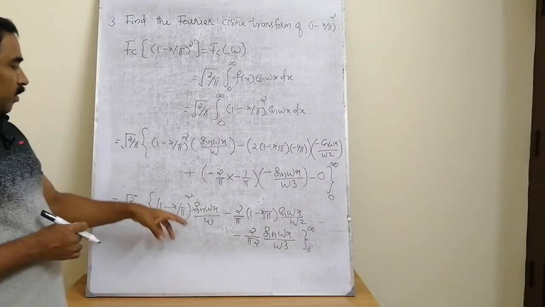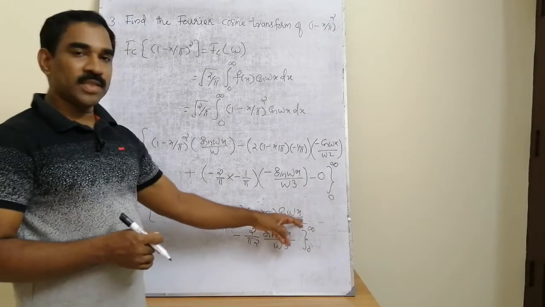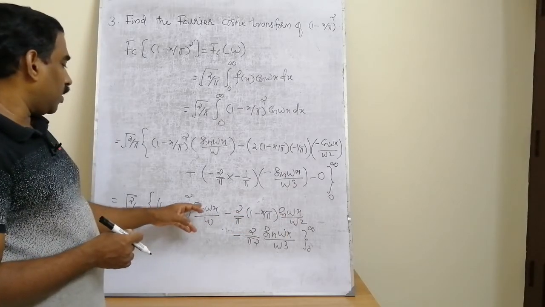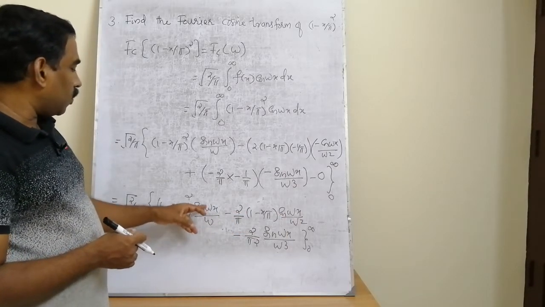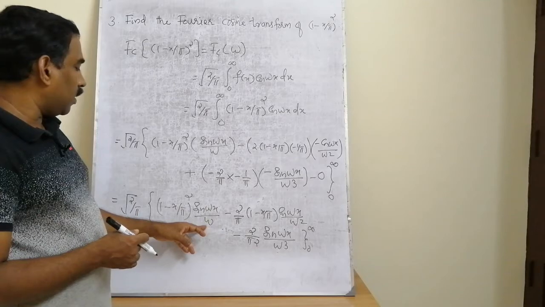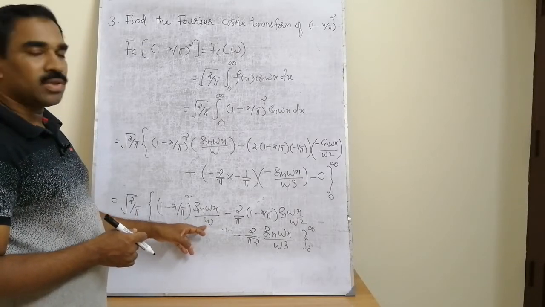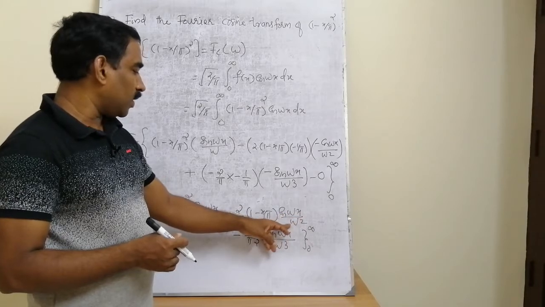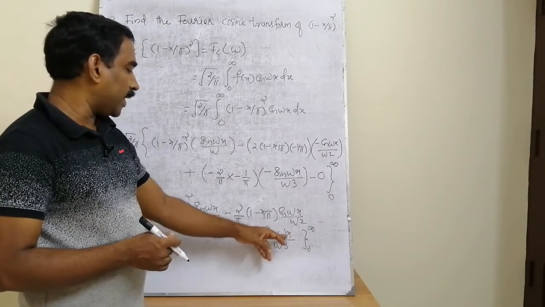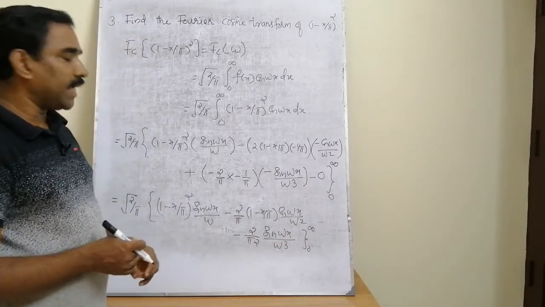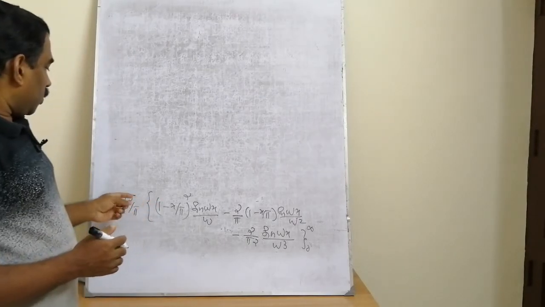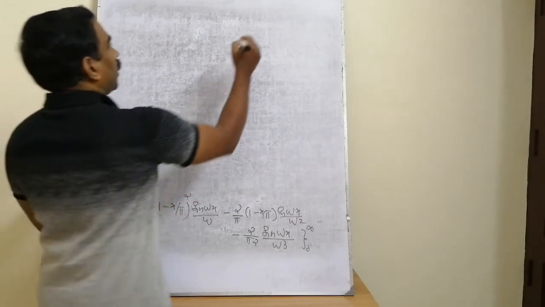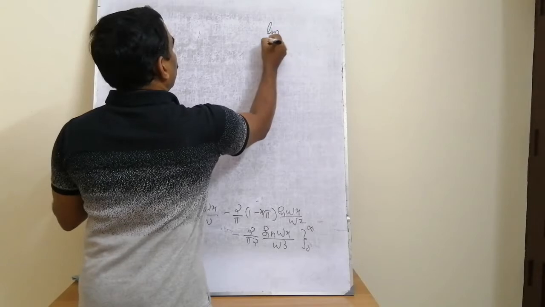So in our upper limit calculation, we are replacing every x by infinity. So we have to evaluate the quotient sin omega x by omega as x tends to infinity, similarly cos omega x by omega square as x tends to infinity, and sin omega x by omega cube as x tends to infinity.